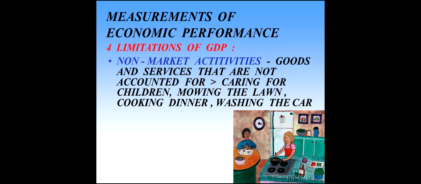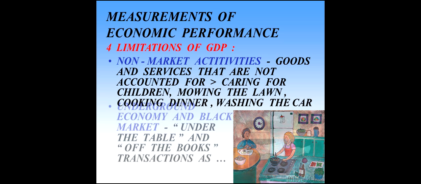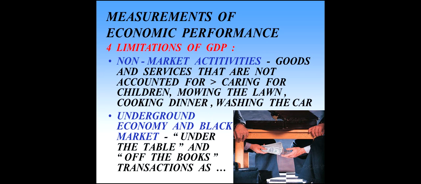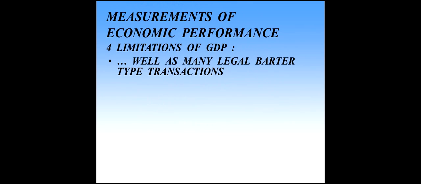Things such as productive services such as caring for children, mowing the lawn as a family member, cooking dinner, washing the car, and the like. A second thing it does not account for is the underground economy and anything that occurs in a black market. The underground economy is also referred to as under-the-table type transactions and off-the-book transactions. Barter transactions are also not accounted for and therefore do not find their way into the GDP measurement as well.